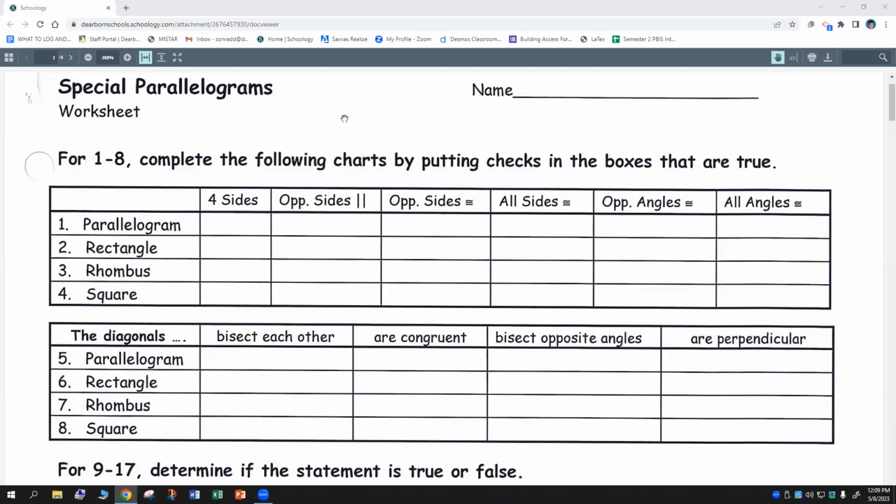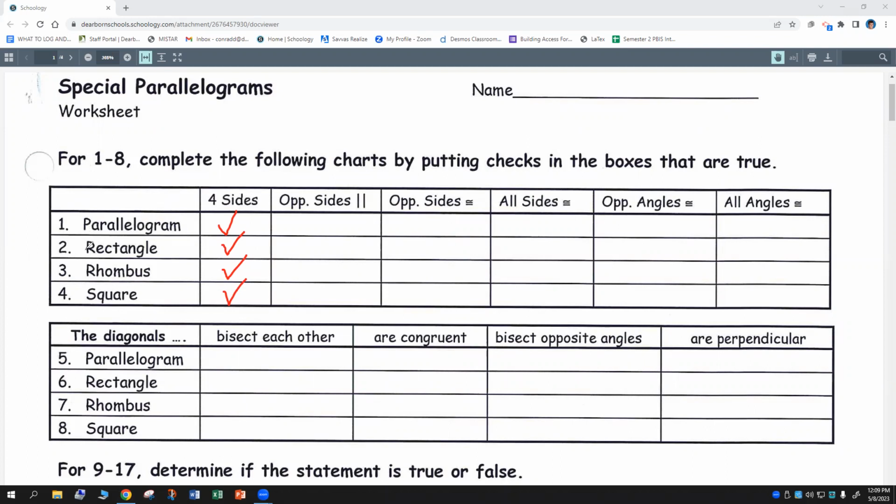Right, this is page 2 from our packet, or we called it Special Parallelograms Worksheet 2. All right, so the first one, we have to fill in the chart by putting checks in the boxes for everything that is true. So 4 sides, so quadrilaterals are 4-sided figures. So parallelograms, rectangles, rhombuses, and squares, they all have 4 sides. They're all types of quadrilaterals. That's why if you look on your Venn diagram, right, your quadrilaterals property sheet, they're all inside that quadrilaterals box.